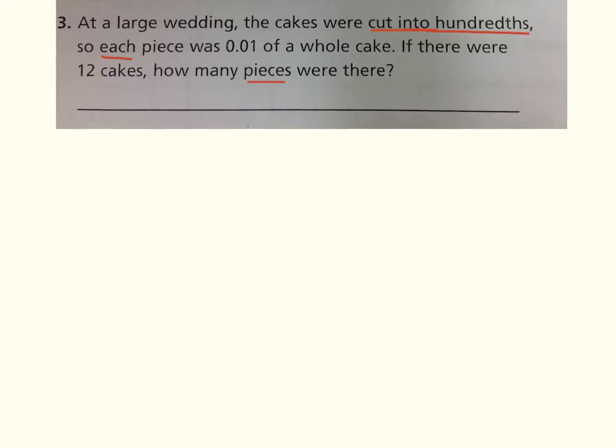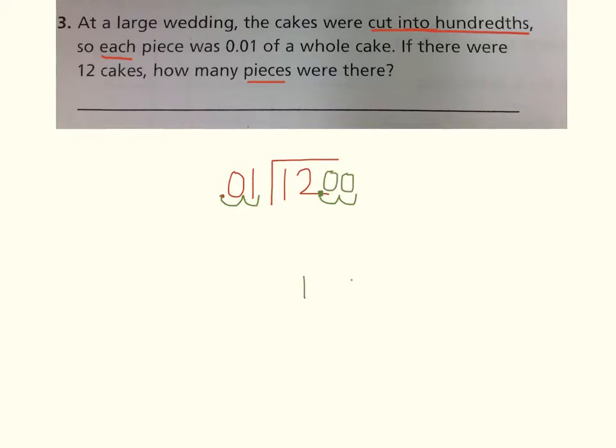At a large wedding, the cakes were cut into hundredths, so each piece was 1/100th of a whole cake. If there were 12 cakes, how many pieces were there? So they took 12 cakes and they divided them into hundredths. We need to take and move our decimal point over 2 spots. So here's our decimal point. We have to move it over 2 spots, so we're going to add 2 zeros in to those.